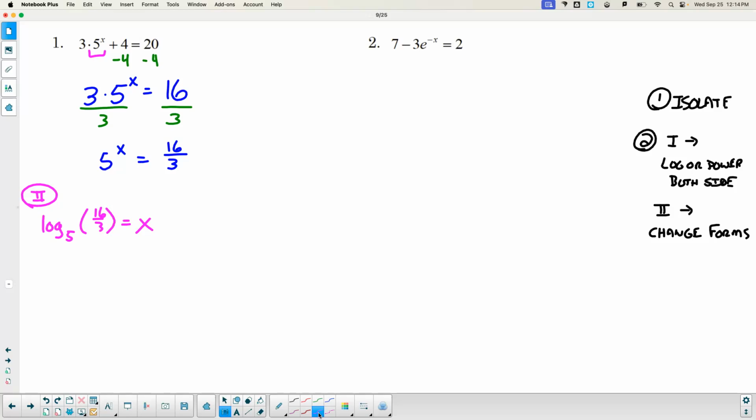Solving it from there, just change the base formula. Change the base formula, yep. So you do log of 16 thirds divided by log of 5, and get you an answer. Yep. Okay.